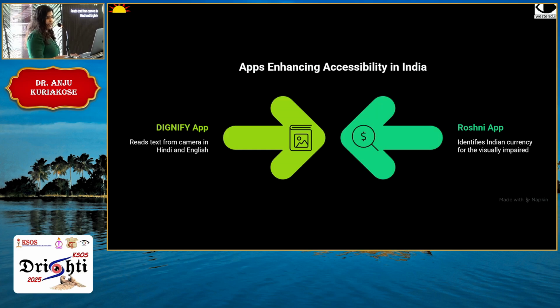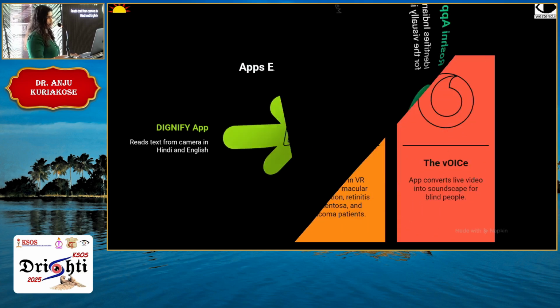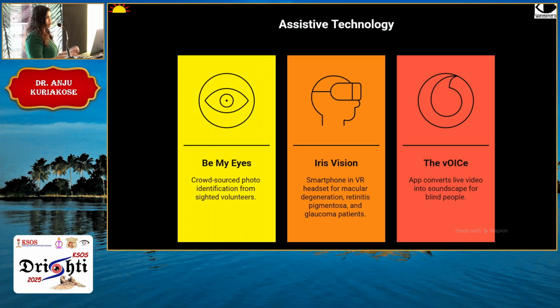One is the Roshni app, which identifies Indian currencies for visually impaired people, and the Dignify app, which reads text from the camera in Hindi and English. These are the most important ones, which are assistive technology. Be My Eyes is an app through which we get calls from blind people. We can guide them on what to do based on the identification and the details they inform us.